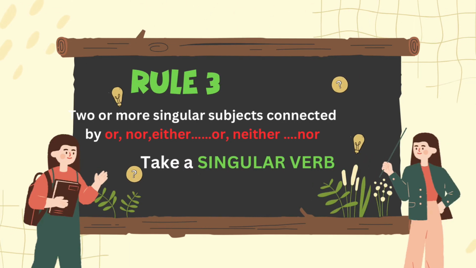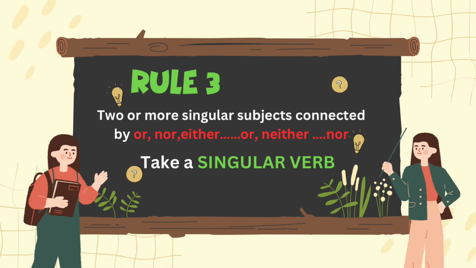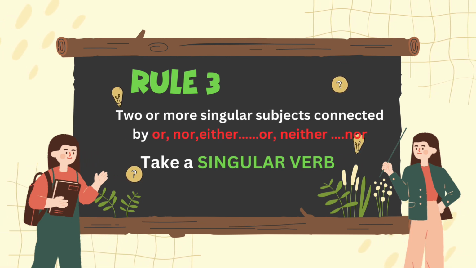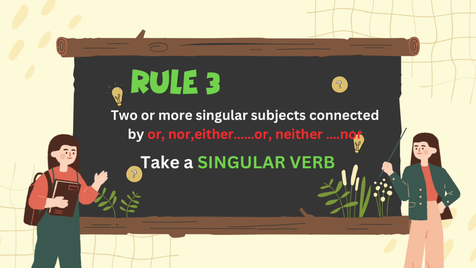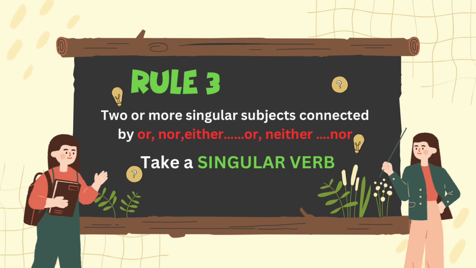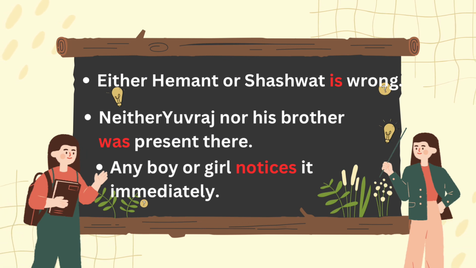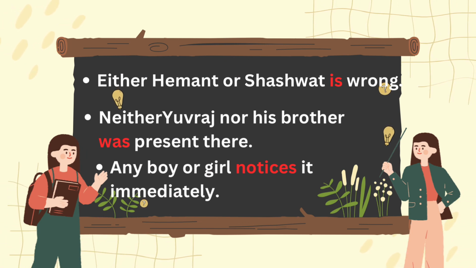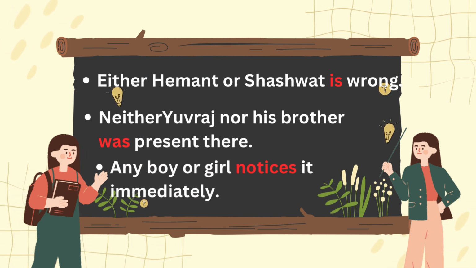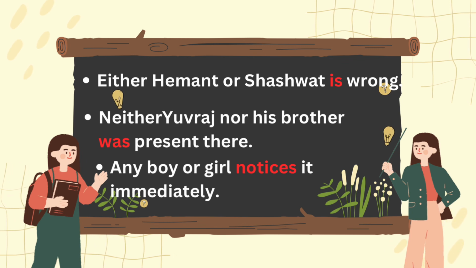The third rule says, two or more singular subjects connected by or, nor, either or, neither nor, take a singular verb. Example, either Hemant or Shashwat is wrong. Neither Yuvraj nor his brother was present there. Any boy or girl notices it immediately.